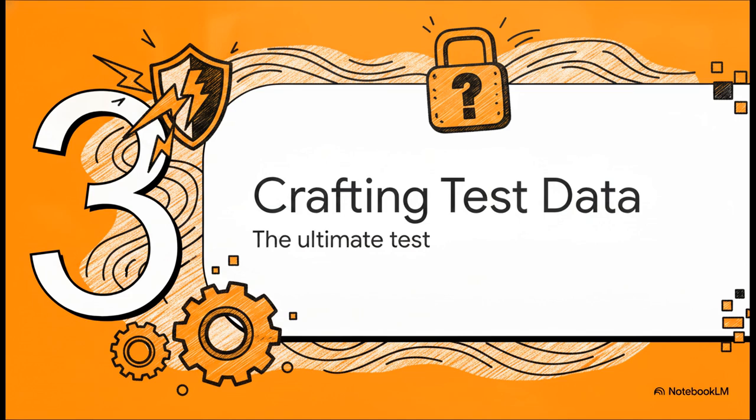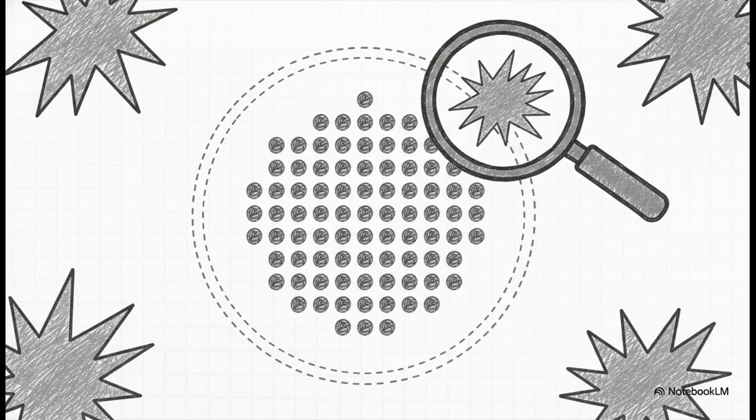Let's move to section 3, step 2 of the workflow, crafting test datasets. This is where we build the ultimate stress test. There is a massive difference in how we create datasets here. Standard testing uses what we call in-distribution data. That's just the normal, expected stuff the model sees every single day.